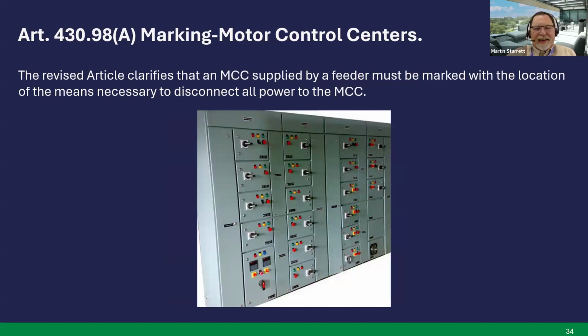Article 430.98(A), marking motor control centers. The revised article clarifies that motor control centers supplied by feeder must be marked with the location of the means necessary to disconnect all power to the motor control center.